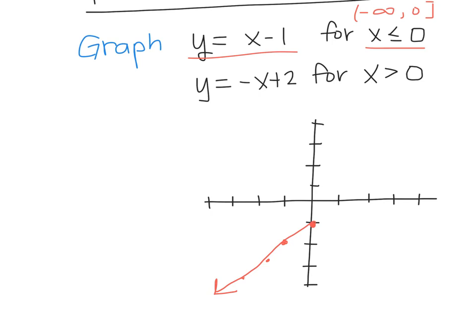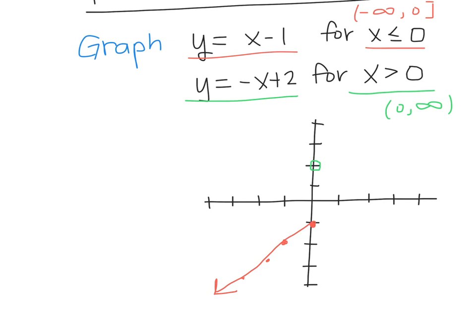Now let's look at y equals negative x plus 2. Now we're going to just look at values of x that are strictly greater than 0. In interval notation, that's going from 0 but not including it to positive infinity. So if we look at the y-intercept of 2, that is not included, so we can put an open point there, as a place to connect the next point to.